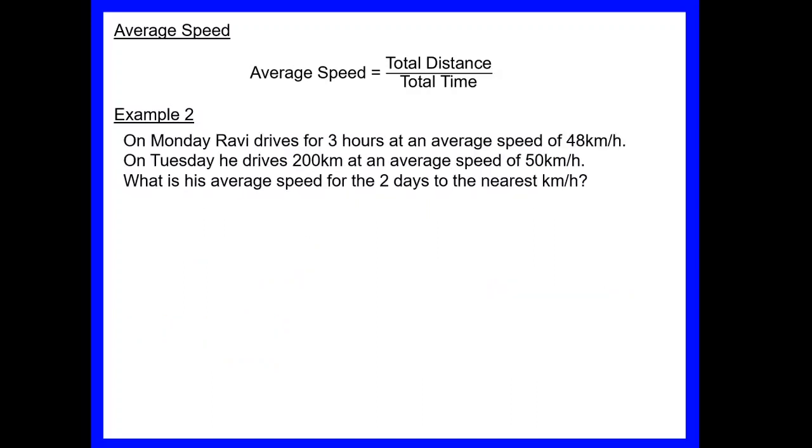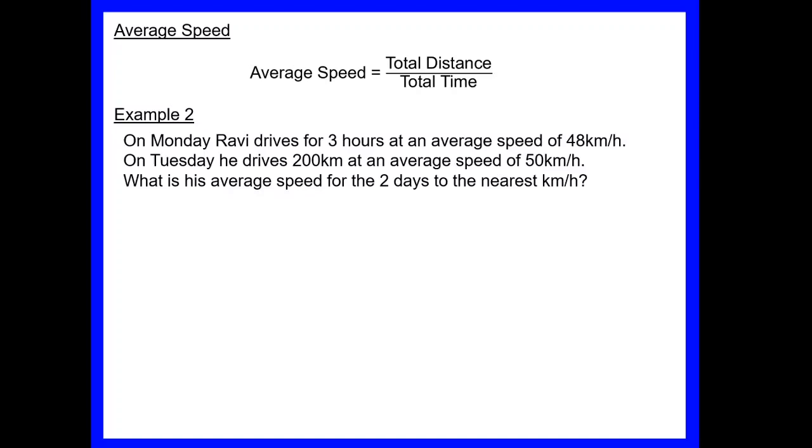Okay, let's have a look at a second example. On Monday, Ravi drives for 3 hours at an average speed of 48 kilometres per hour. On Tuesday, he drives 200 kilometres at an average speed of 50 kilometres per hour. What is his average speed for the 2 days to the nearest kilometre per hour?